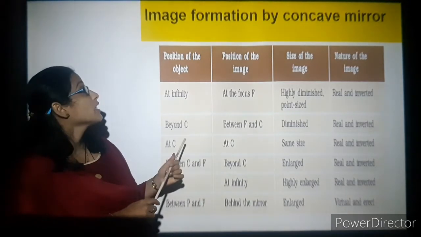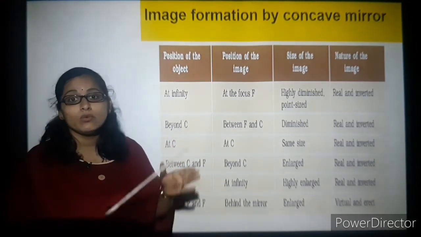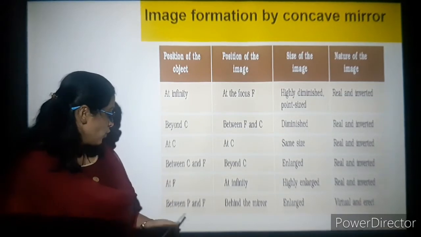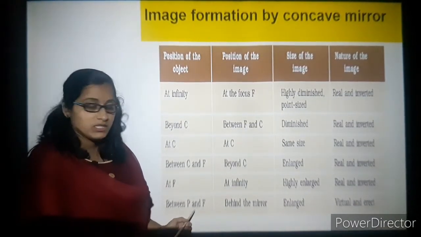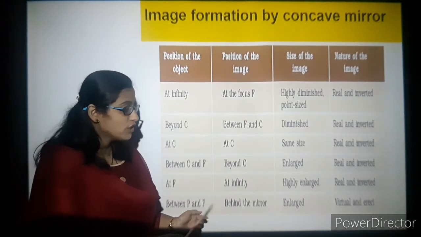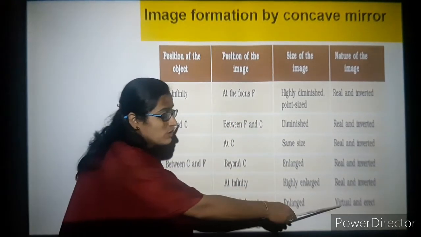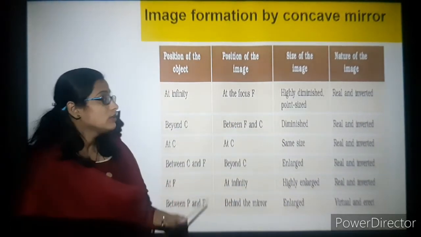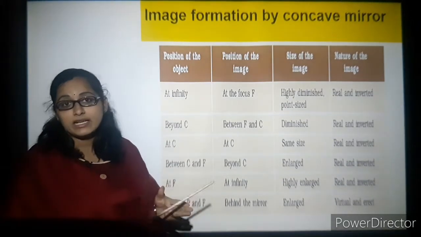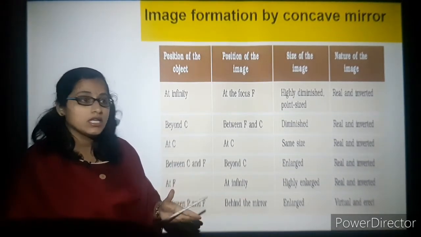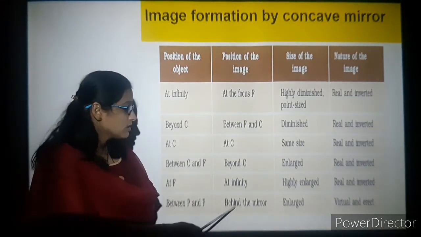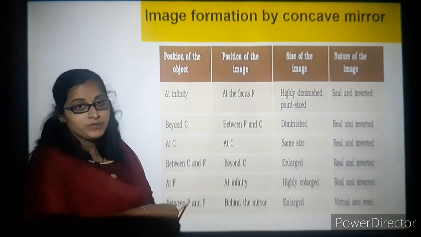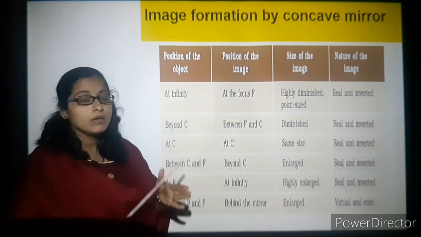Just keep in mind that in image formation with respect to a concave mirror, only between P and F, that is the pole and focus, will the nature of the image be virtual and erect. The rest of the images will be real and inverted by nature, and here the position of the image is behind the mirror.